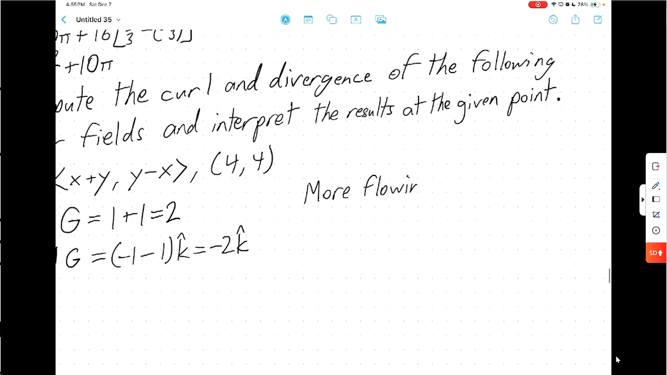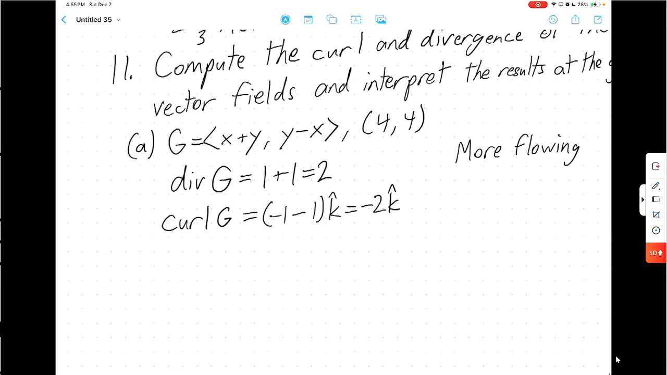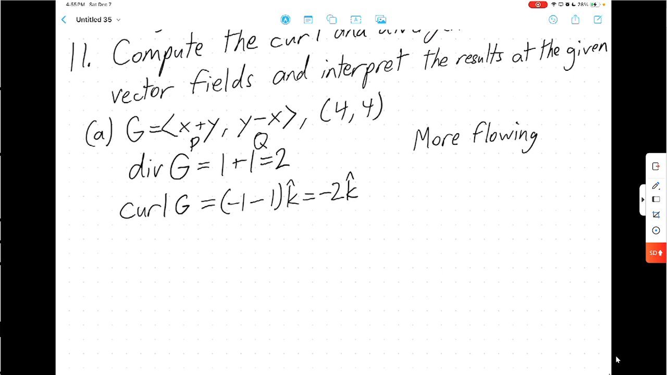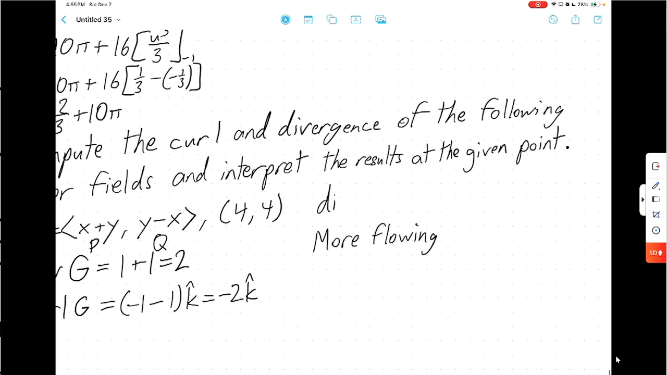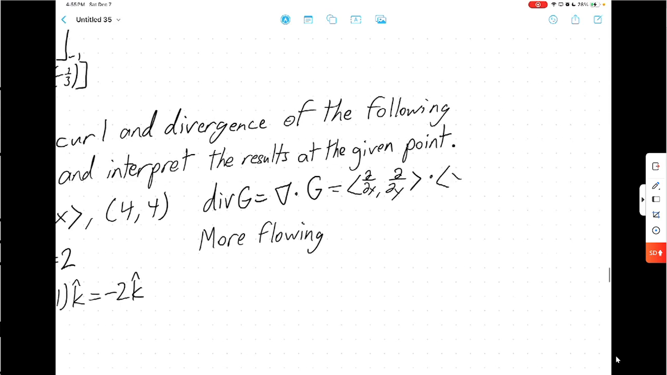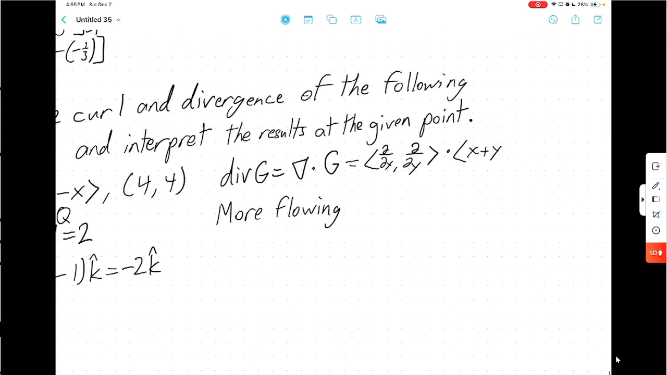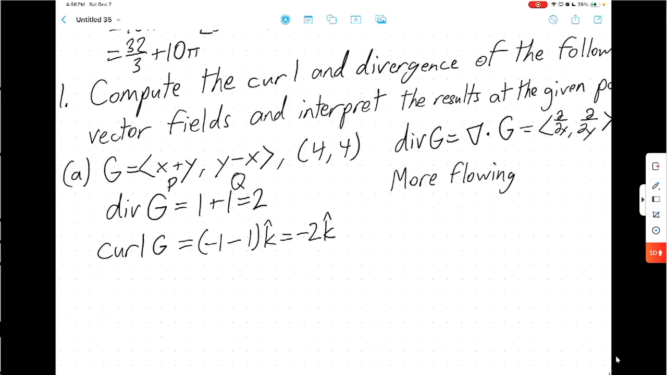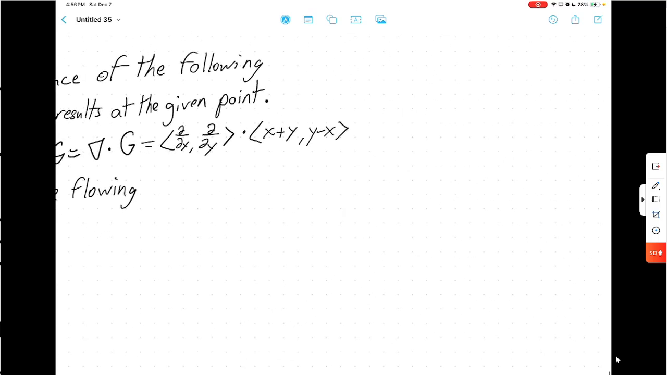Can you explain how you did the divergence one? Okay, the divergence is just the partial of p with respect to x, because it's the first one, and then plus q with respect to y. Because it's essentially just del dot g, which is partial with respect to x, comma, partial with respect to y, dotted with x plus y, comma, y minus x. You see it now?